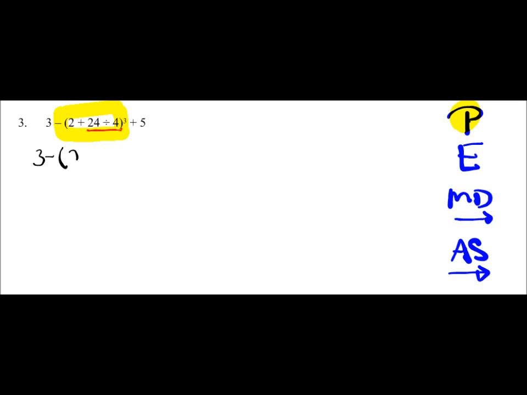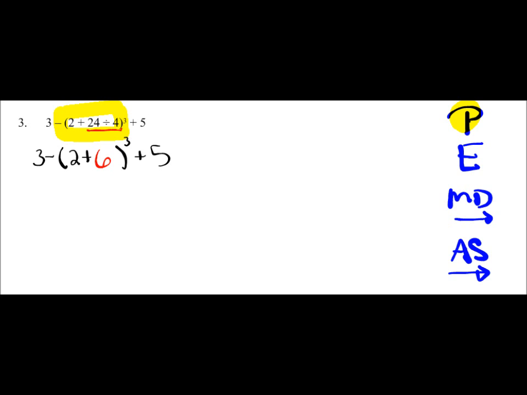3 minus, 2 plus. I'll bring down that third power that we're going to deal with eventually. I've written down everything that I'm not dealing with yet. And the part I'm dealing with is inside the parentheses, the multiplication and division. 24 divided by 4 is 6.